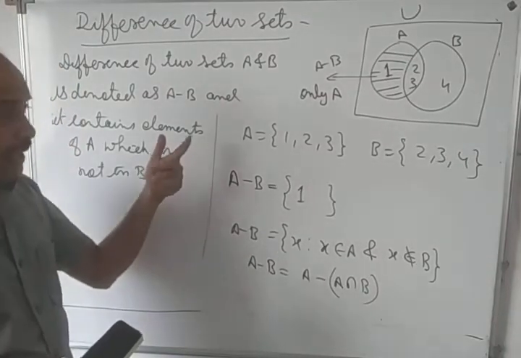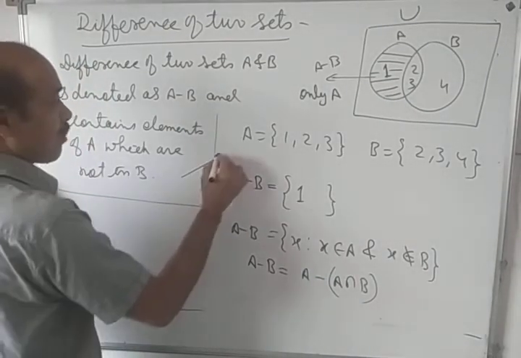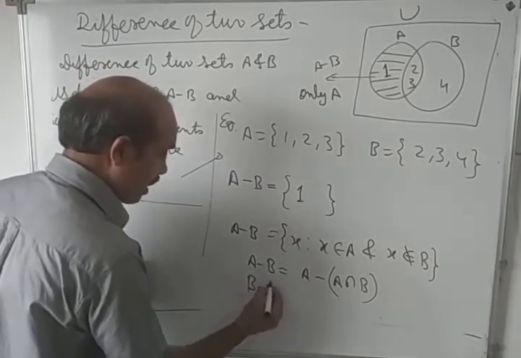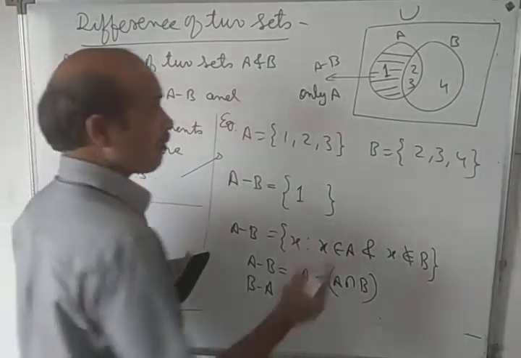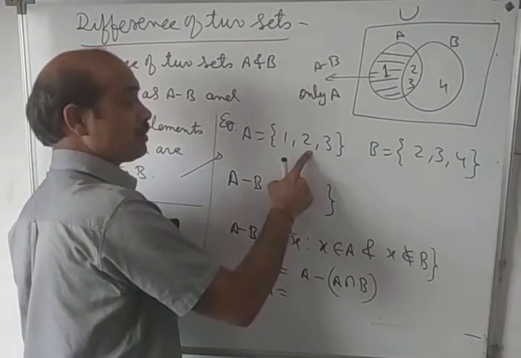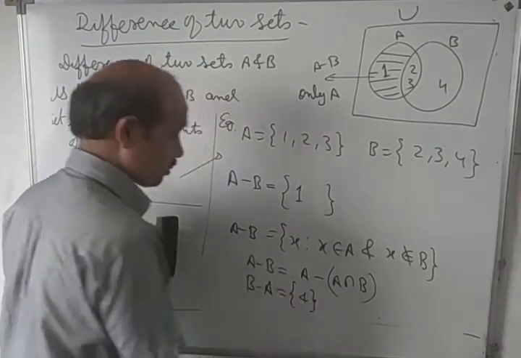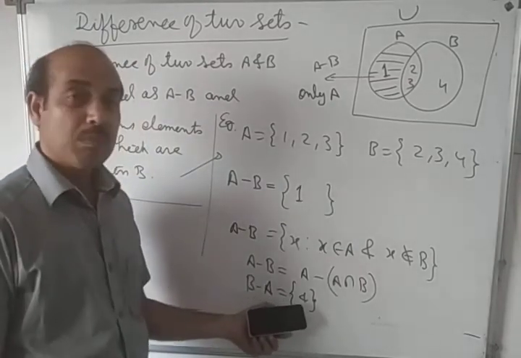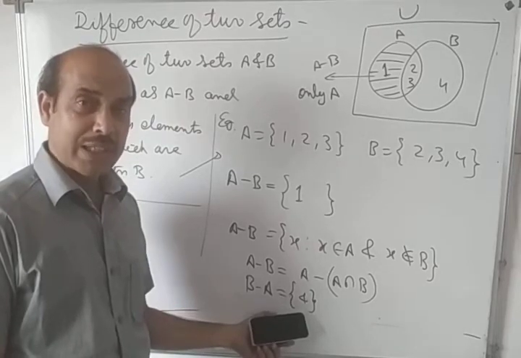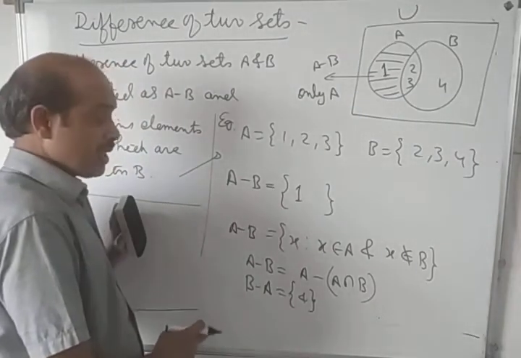Now if we are getting B minus A, after this you may write the example, and after A minus B we are finding B minus A. Now B minus A means the elements of B which are not in A. So only 4. It is in B but not in A. Got it clear? So A minus B and B minus A both are represented here.